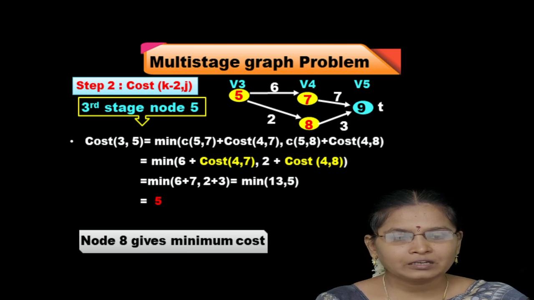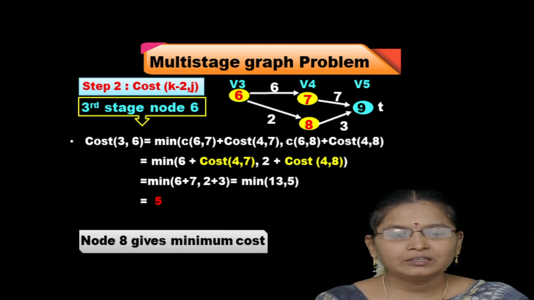Similarly, find the cost of 3 comma 5. Cost of 3 comma 5 equals the minimum of C of 5 comma 7 plus cost of 4 comma 7, and another one, C of 5 comma 8 plus cost of 4 comma 8. The minimum of these two for 3 comma 5 is 5. So for the cost of 3 comma 5, node 8 gives the minimum cost.